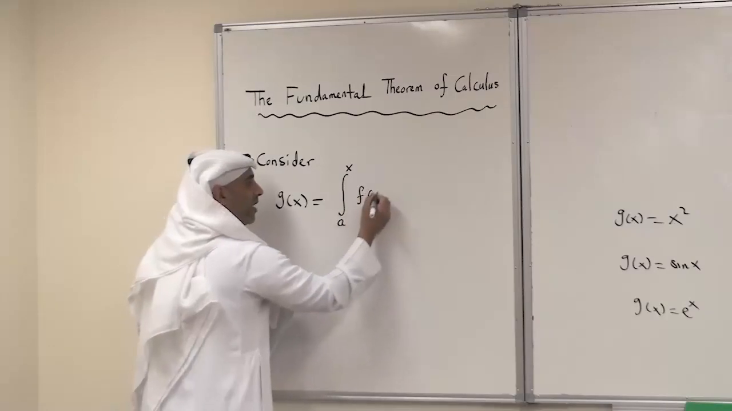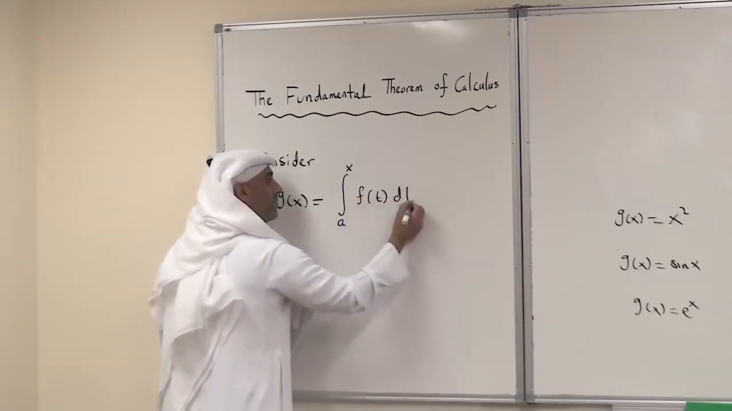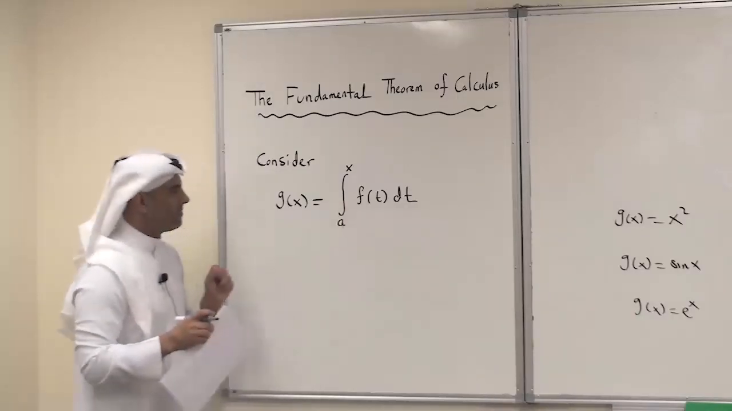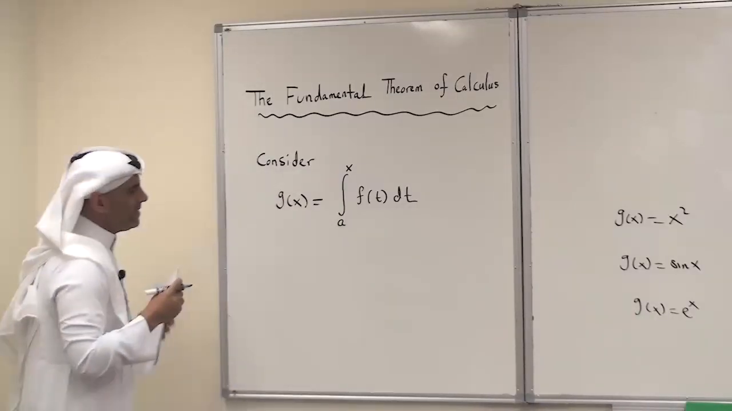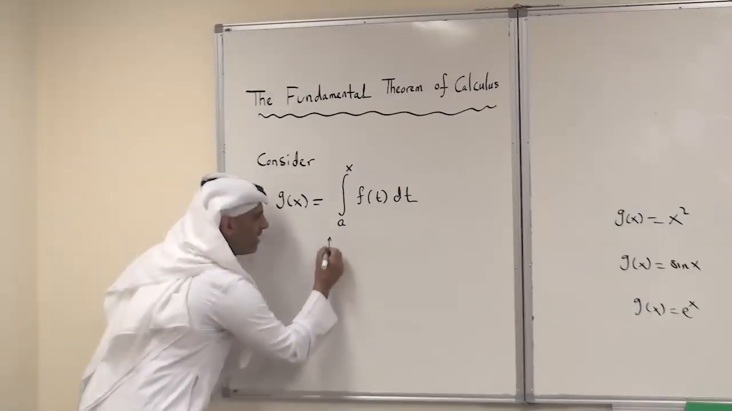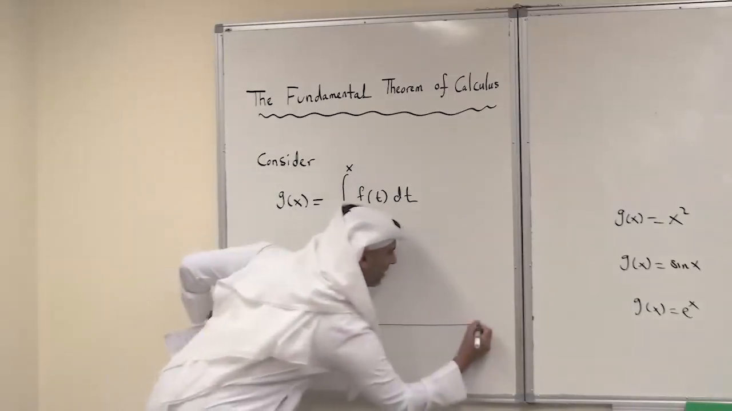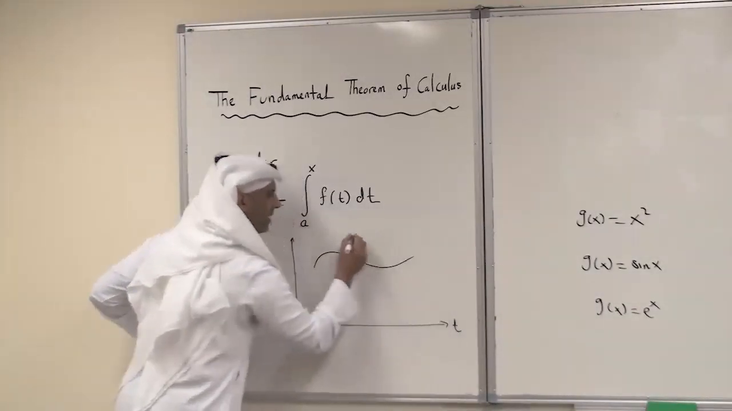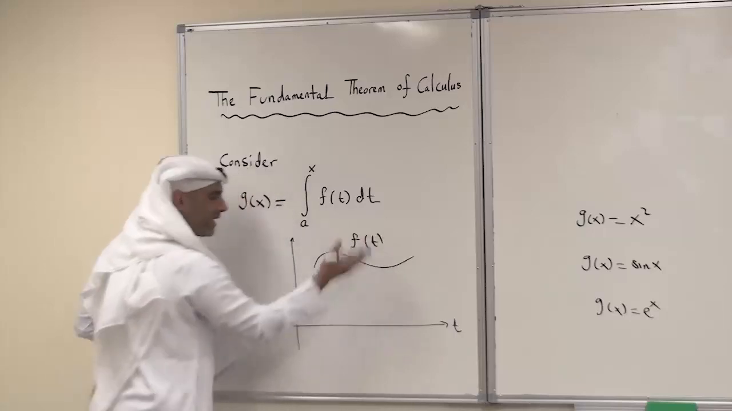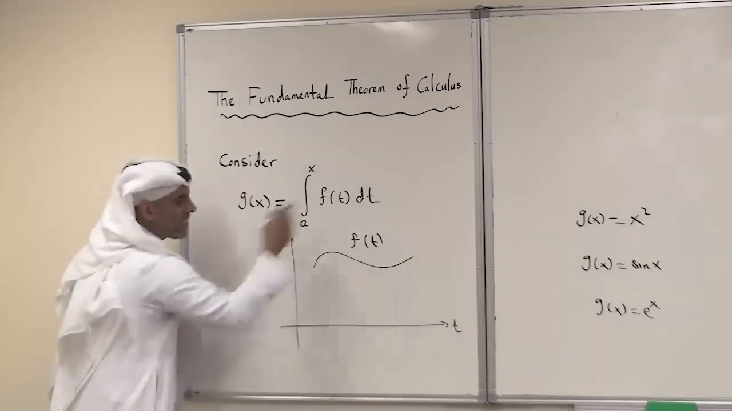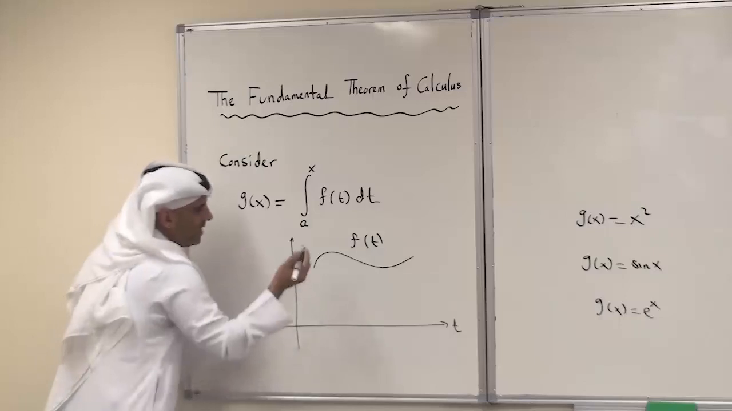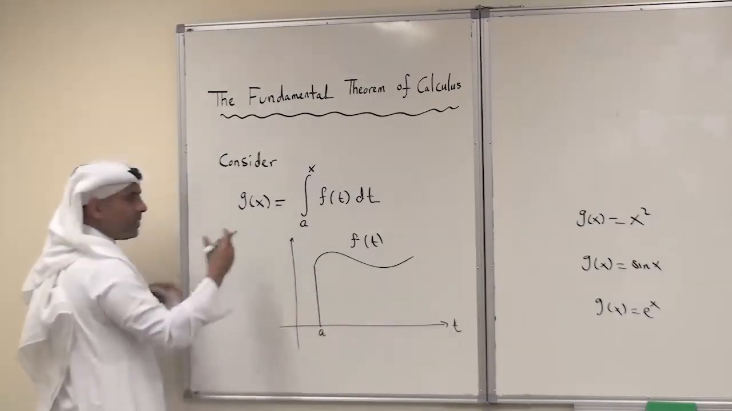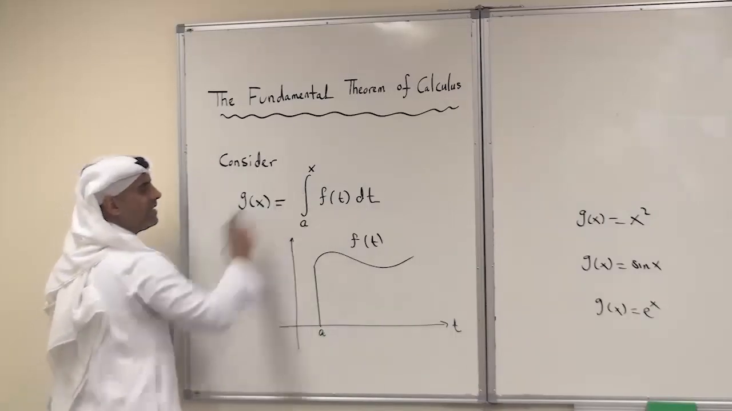If we have a function f of t, we define a function called g of x that is defined in terms of an integral. Just to get an idea, what does it mean? Let us see it geometrically. Here this is t and this is f of t, so we have a function called f of t. Taking a special case where the function is greater than or equal to 0 all the time, we specify a certain point called a, and we define a function in terms of the integral.